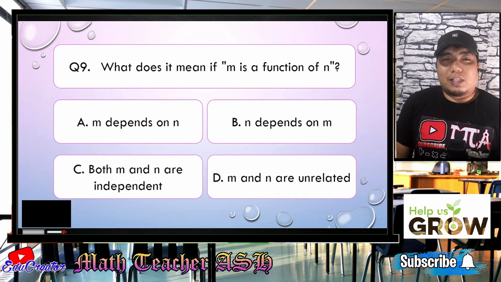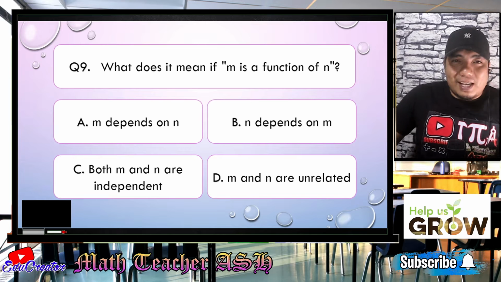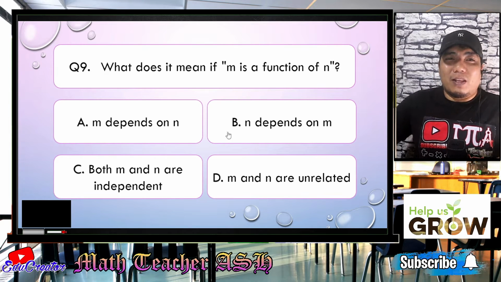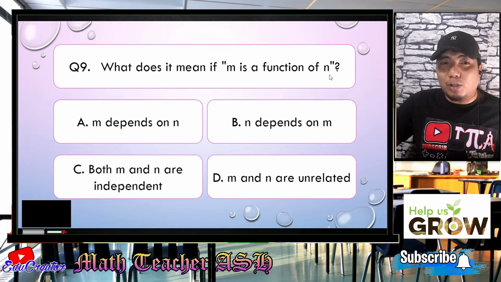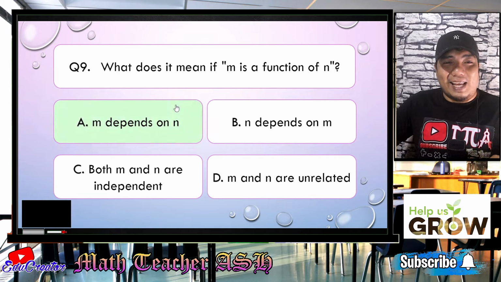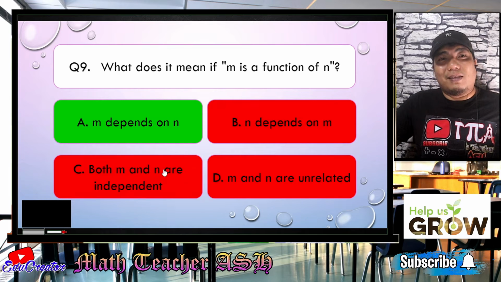Alright, math learners. The statement "m is a function of n" basically means m is dependent on n. The value of m depends upon the value of n, so whatever n you put, the m will depend on it. Basically, that is letter A. Easy, right? Very easy, my dear math learners.